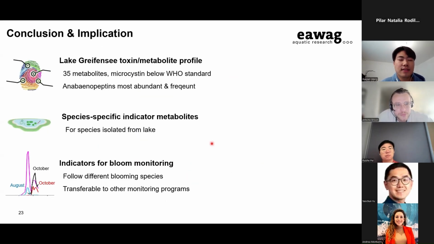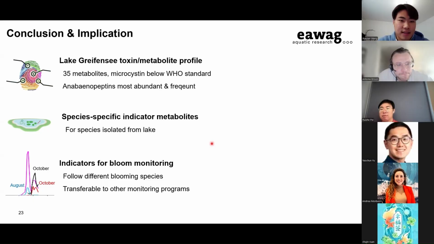So putting all the information together, here comes the conclusion. In our target lake, I identified 35 metabolites, and the microcystin concentration was always below the WHO standards. We could conclude that in this lake, it seems that anabaenopeptins are the most abundant and frequent metabolites.